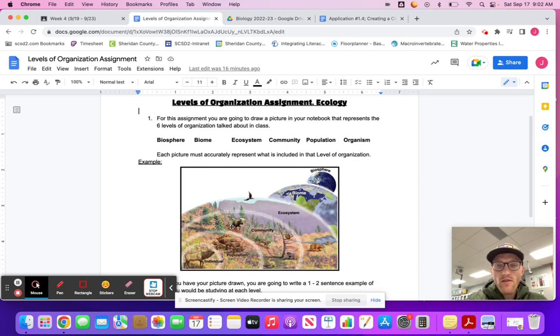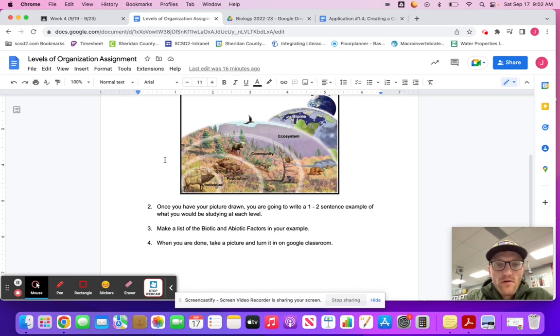Now that picture, if you're like, yeah, the biosphere, and you draw an elk, that doesn't really represent what's included in that level of organization, okay? So you can be creative, however, think about the definitions, what we wrote down last week, they need to be represented there, okay? Then, once you're done with that picture, you're going to write a 1 to 2 sentence example, okay? So for example, this one here, the individual, you'd write a sentence such as, at the organism or individual level of organization, we'd be studying one specific organism, such as a bull elk, a single bull elk, not the entire herd, okay? There's a sentence or two for you.